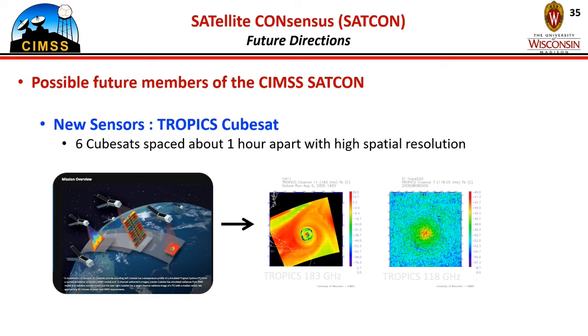So what's next for the SATCON? Well, the new possible members for the SATCON include the AMSU-like sounders from the upcoming TROPICS CubeSat constellation. These small sats will provide a much higher spatial and temporal resolution analysis than the current satellites available now, like the ATMS and SSMIS, some of which are getting quite old and past their expected lifetimes.